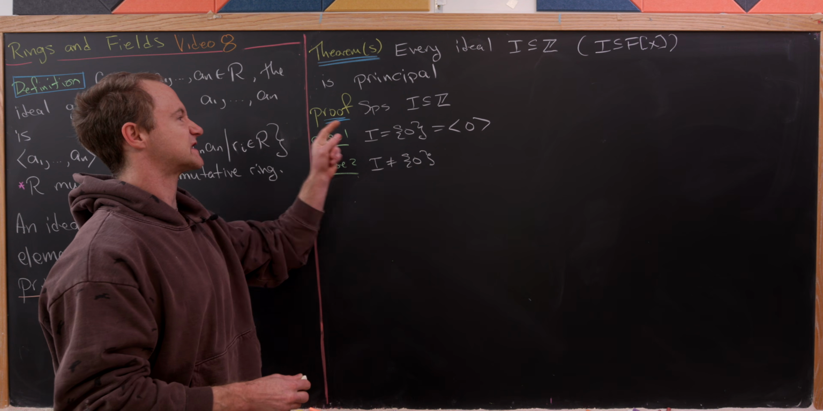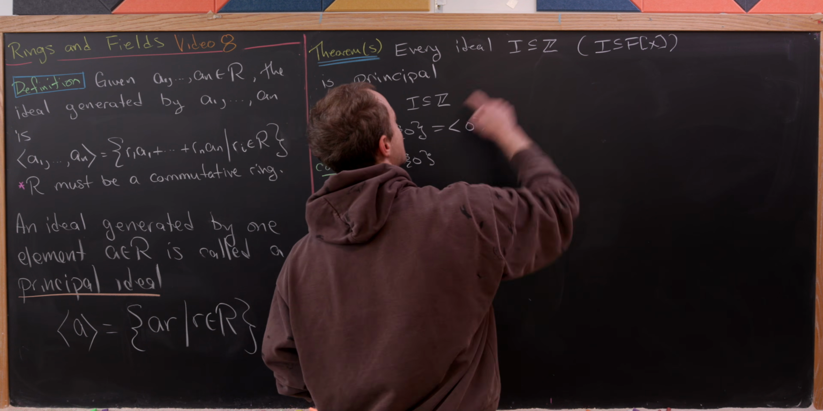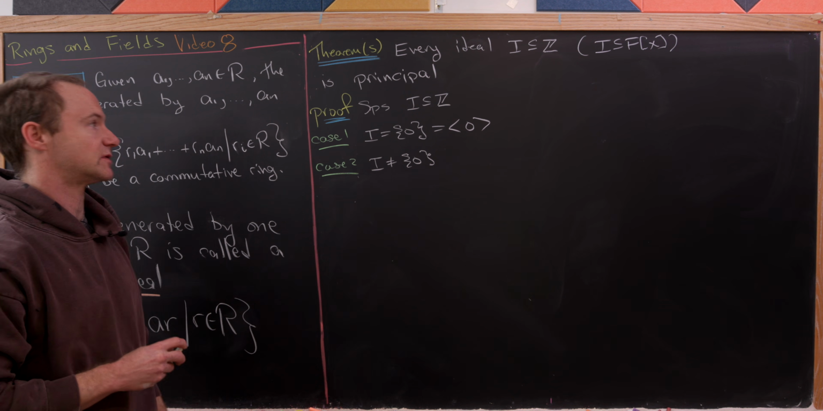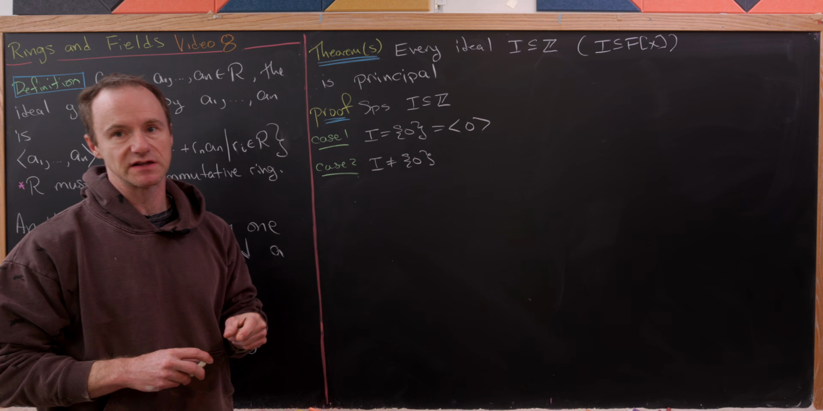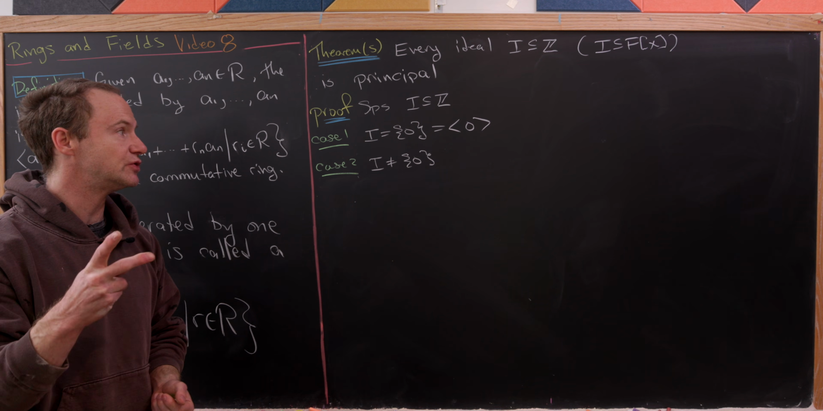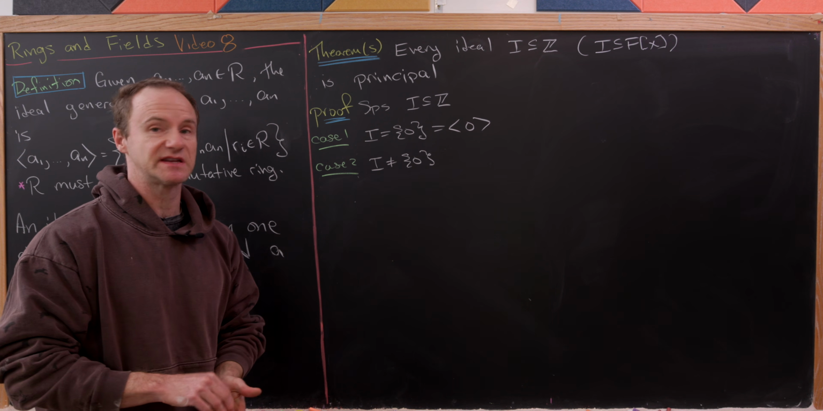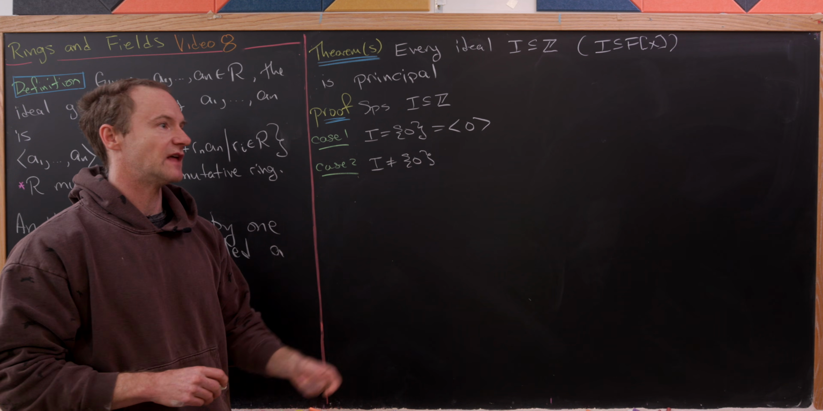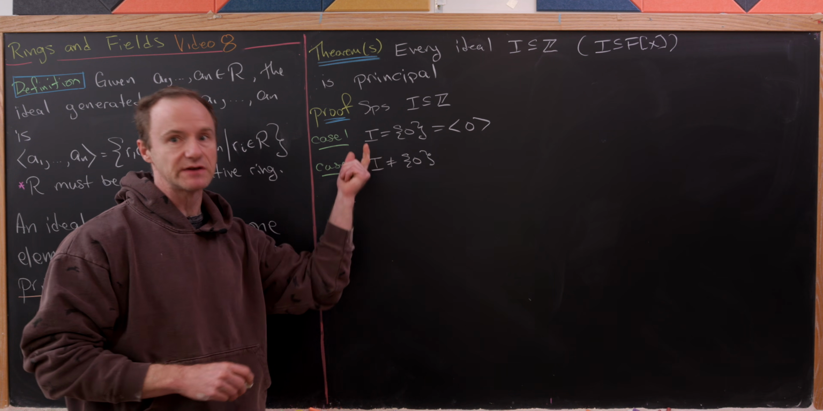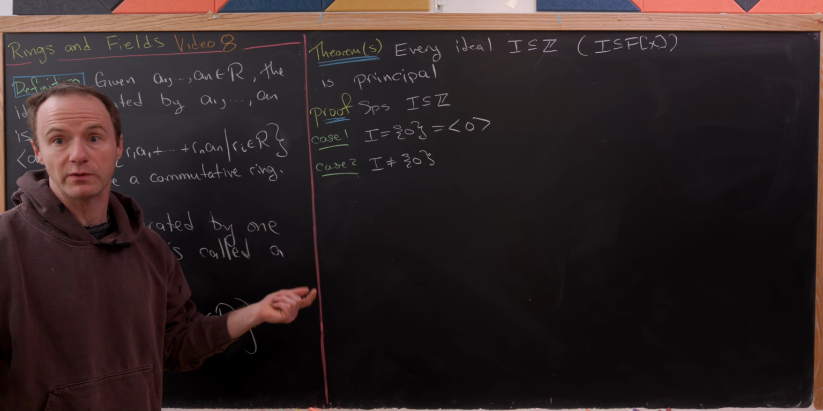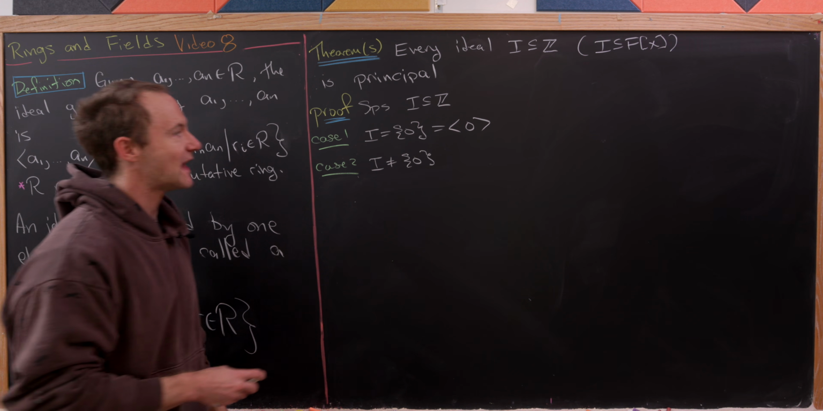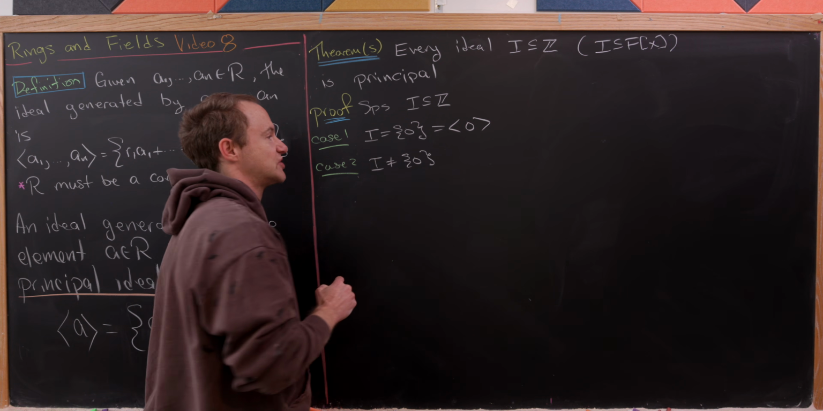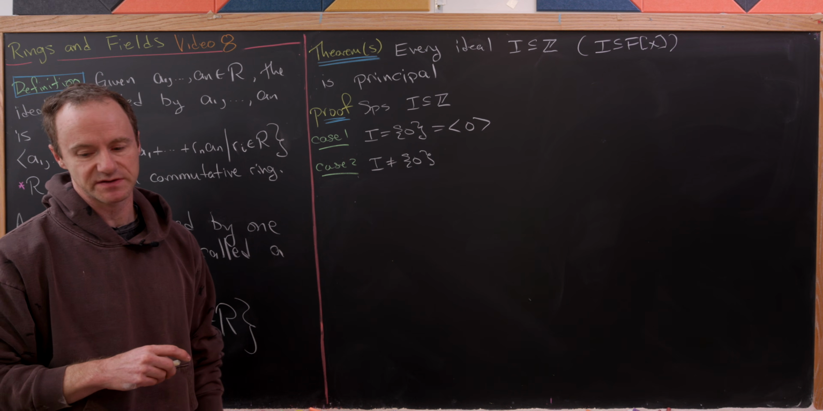Okay, so let's look at this first one. Every ideal of Z is principal. So let's say we've got an ideal of Z, and that's going to break into two cases. One case is very simple, and that ideal is just the zero ideal. The singleton zero is an ideal. It's just maybe what we would call the trivial ideal. But that being said, it is the ideal generated by zero, so it is principal.